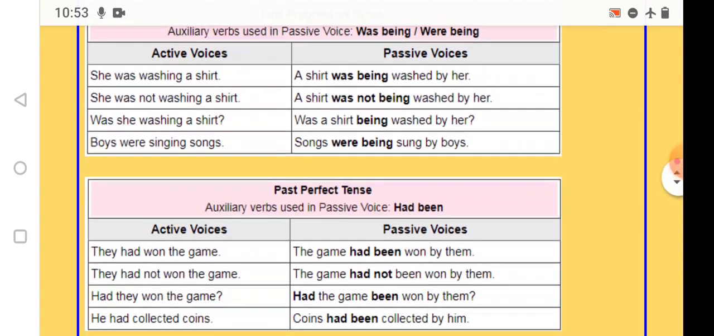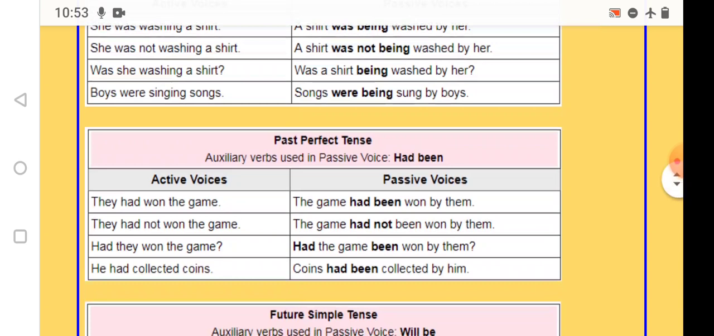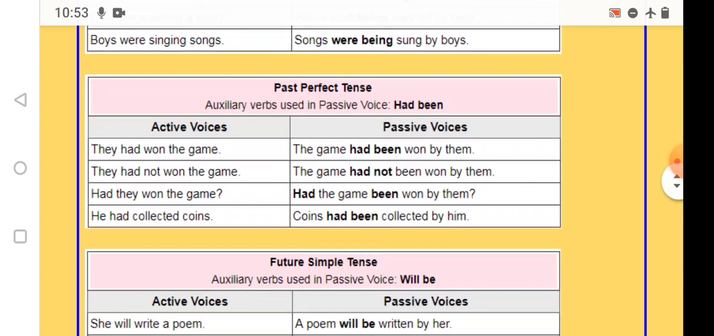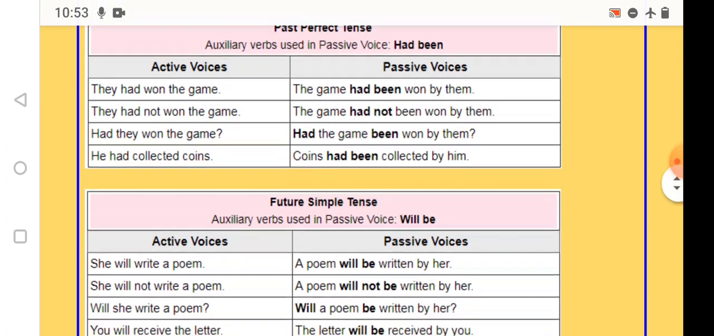So, in the past perfect tense, the auxiliary verb used in passive voice is had been. In active voice, they had won the game. In passive voice, the game had been won by them. They had not won the game. The game had not been won by them. Had they won the game? Had the game been won by them? He had collected coins. Coins had been collected by him.